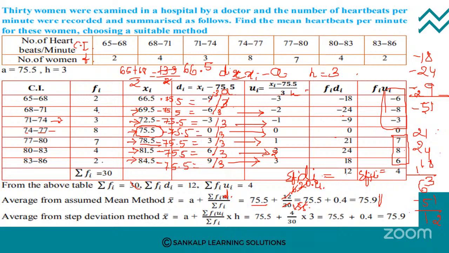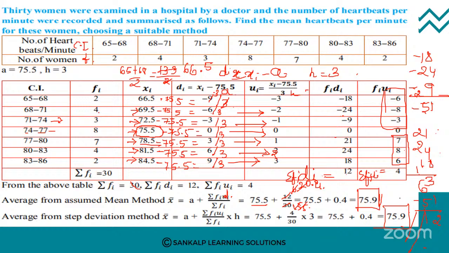Average from step deviation method. Step deviation method is A plus sigma Fi ui divided by sigma Fi into h. h is the class size here, right? Class size. So class size is 3. 75.5 plus 4 divided by sigma Fi is 30 into 3. Okay, so 75.5 plus 0.4 is equal to 75.9. This is also same. That means in both the methods, the average is same.